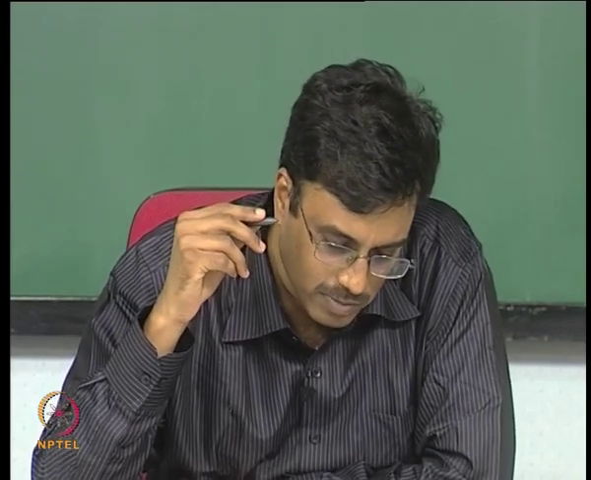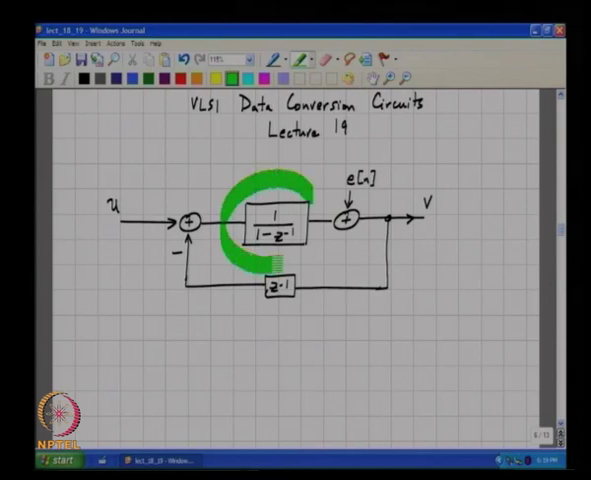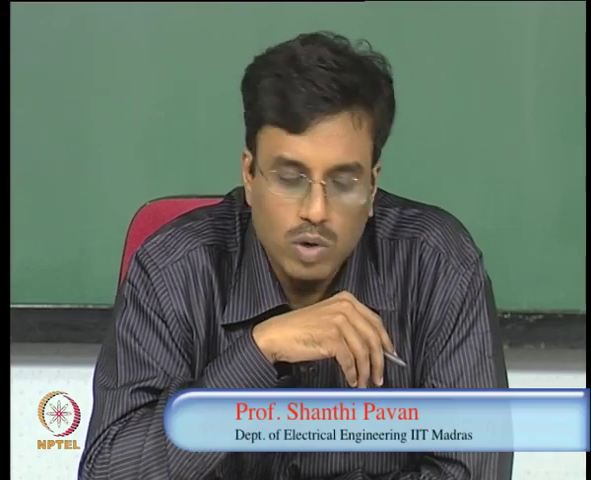VLSI data conversion circuits, lecture 19. In the last class, we saw that using a high gain block in front of the quantizer, when we place the quantizer inside a negative feedback loop, didn't really work because the poles of the closed loop system were lying at z equal to minus A, and if you want good quantization noise suppression, we wanted A to be large, which will in turn mean that the pole is way outside the unit circle, which means that the system is unstable.